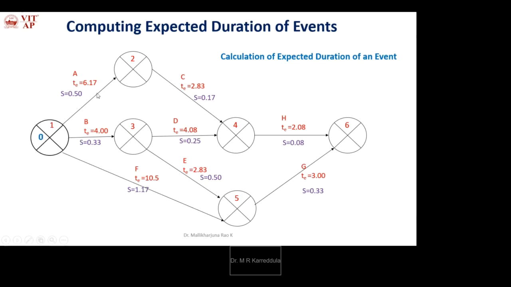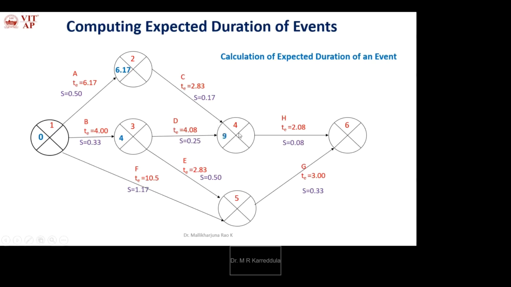Then we have to calculate for the remaining events. How will we calculate? The expected duration of the previous event plus the expected duration of the activity. What is the expected duration of the previous? 0. 0 plus 6.17, so the expected duration of event 2 is 6.17. Similarly for event 3: expected duration of the previous event plus the expected duration of the activity, 0 plus 4. This way we calculate for all the remaining events.